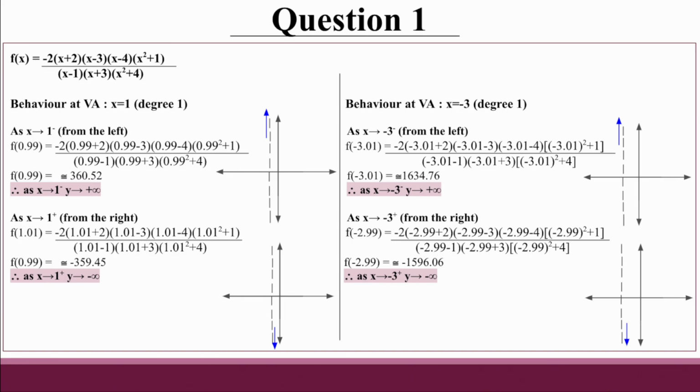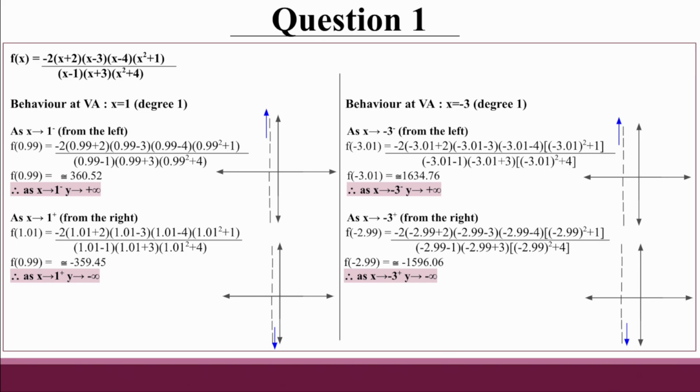Now let's take a look at the behavior at the two vertical asymptotes. Starting with x equals 1, as x approaches 1 from the left, I substituted 0.99 for x. f of 0.99 is approximately 360. This is a large positive number, indicating that as x approaches 1 from the left, y approaches positive infinity.